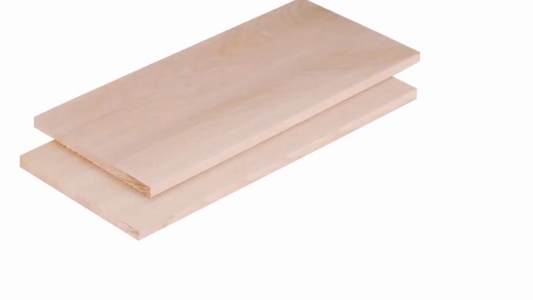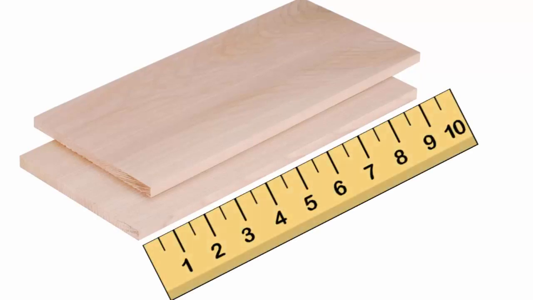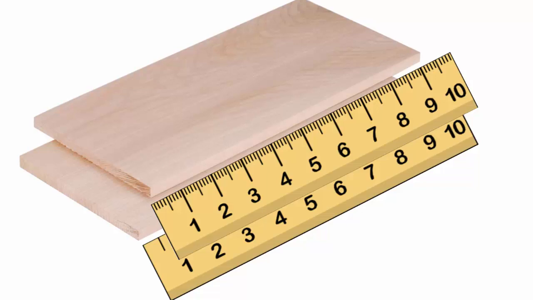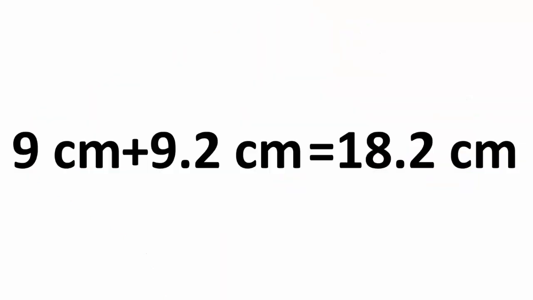Now imagine measuring the length of 2 planks of wood. One plank was measured to the nearest centimeter to be 9 centimeters using a ruler that has centimeter scales. The other was measured to be 9.2 centimeters using a ruler that has millimeter scales. You add the 2 lengths together, and what is the total length of the 2 planks? The answer is 18.2 centimeters. But is this answer accurate?